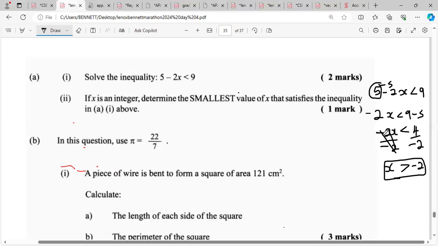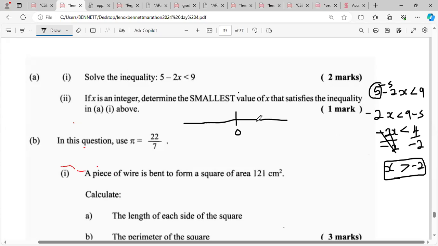Alright. It says now, if x is an integer, determine the smallest value of x that satisfies this inequality. So x greater than negative 2, so that would be negative 1, right? You guys do know that negative 1 is greater than negative 2. Yes, sir. Yeah, because we don't include negative 2.